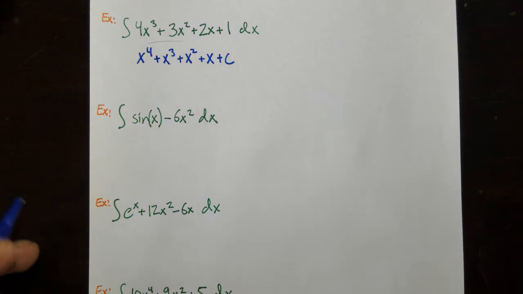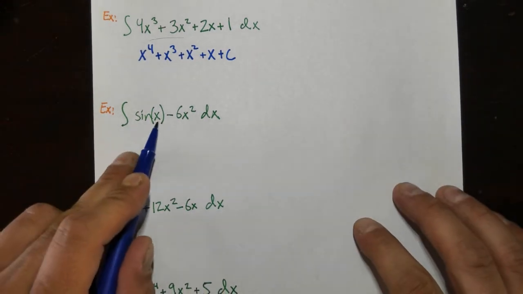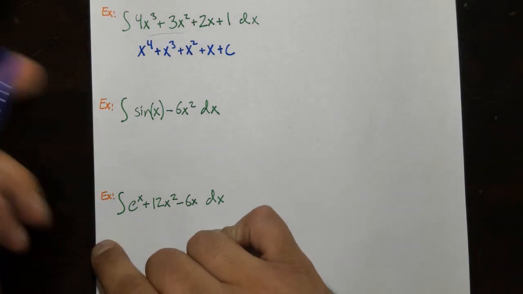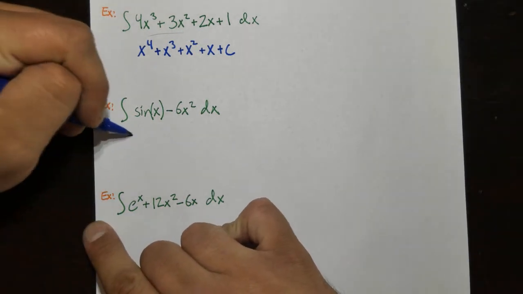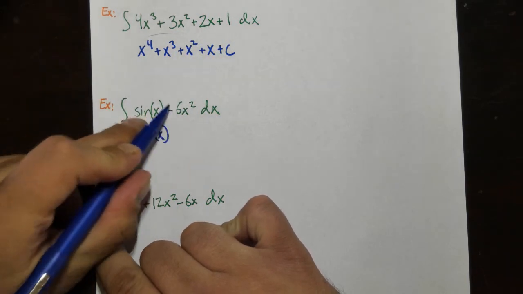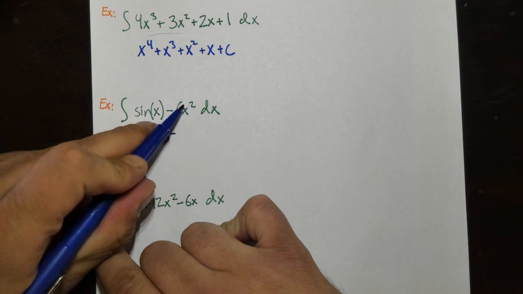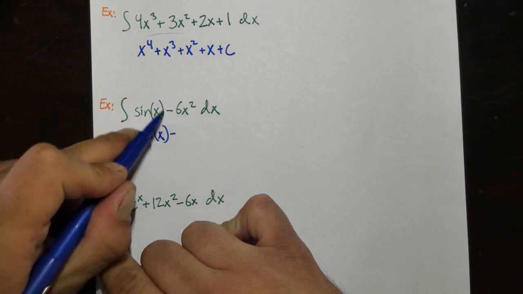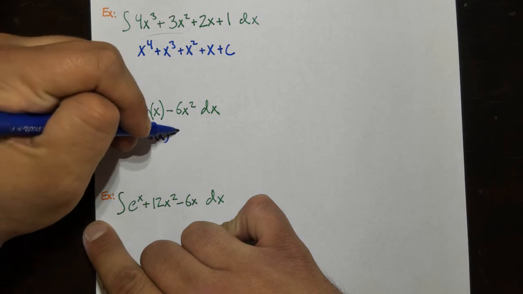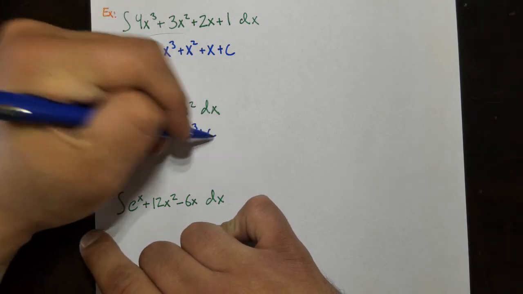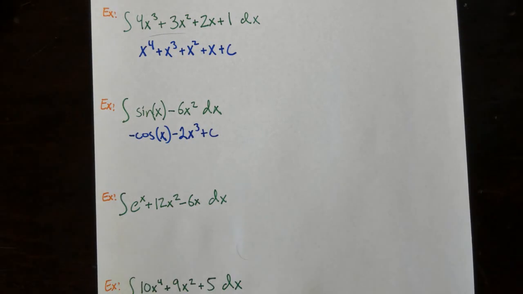Let's see. We want to find the integral of sine of x minus 6x squared dx. So the integral of sine of x is negative cosine of x. And then, minus, what do we have here? We're going to raise the power to 3, and then divide by 3. So 6 divided by 3 is 2, so it's going to be 2x cubed plus c. And we're done.